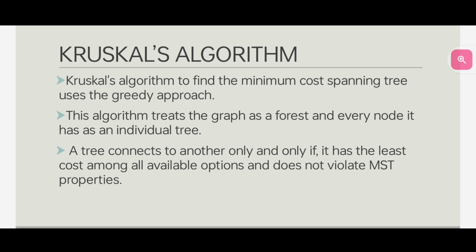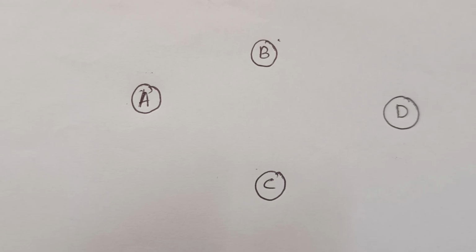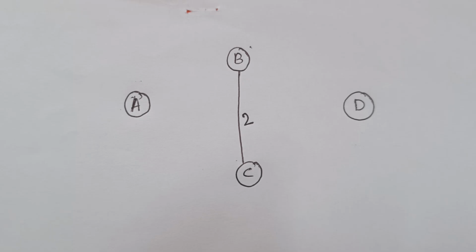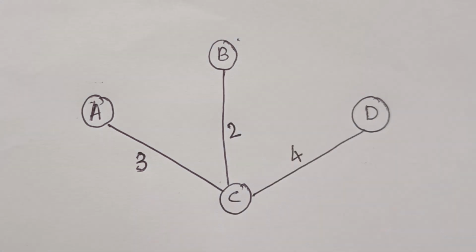So here, when the edges are added to the forest, the edge which has the minimum cost is selected first. Then the next minimum is selected next, and so on. Let's consider the previous example. In order to construct the forest from this graph, first of all the edges are removed. Now the edge which has the least cost is added to the forest first. Then the next edge which has the least cost is added, and then the next. So this forms the minimum cost spanning tree of the graph.